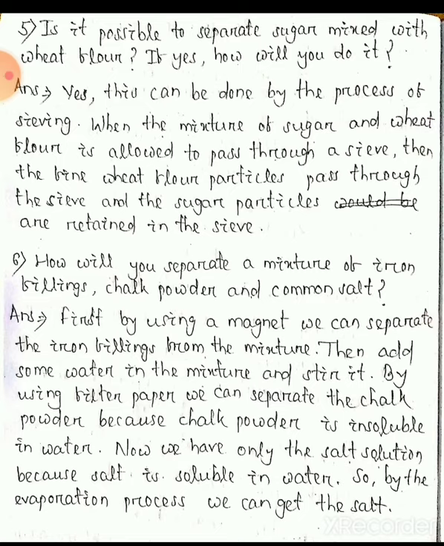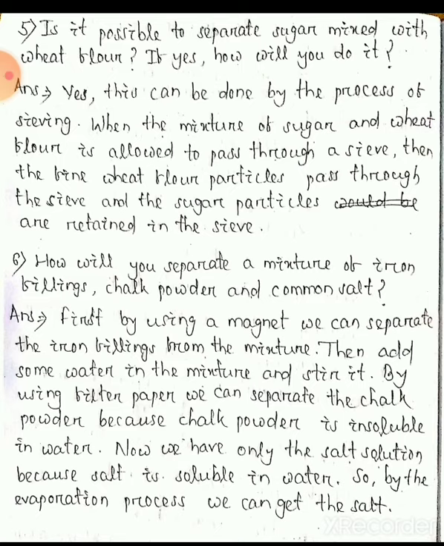So you write, yes, this can be done by the process of sieving, because we know sugar particles are crystalline, that means sugar particles have some shape, but wheat flour is in powder form. So by using a sieve we can separate. So how can you write? You write the answers like that.